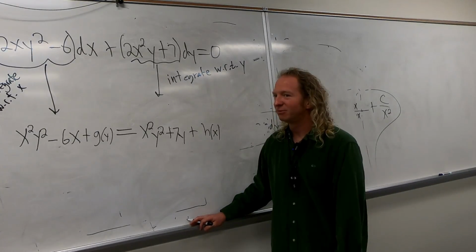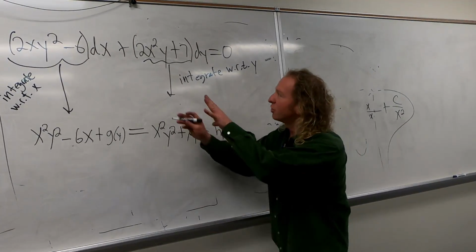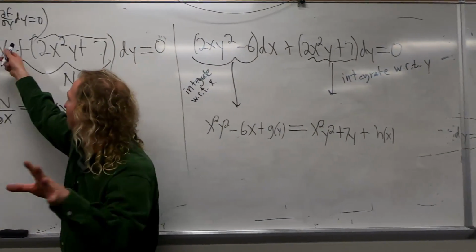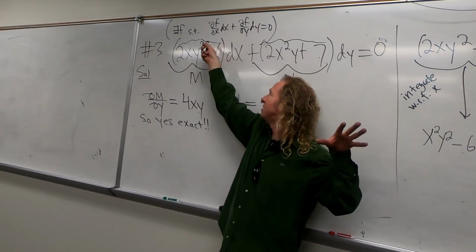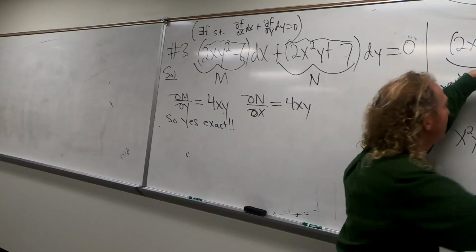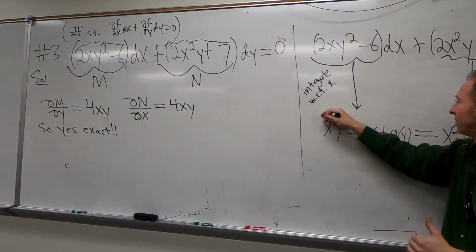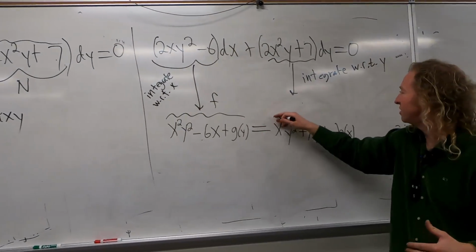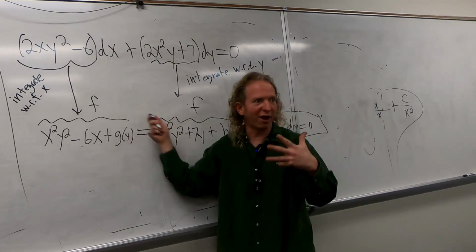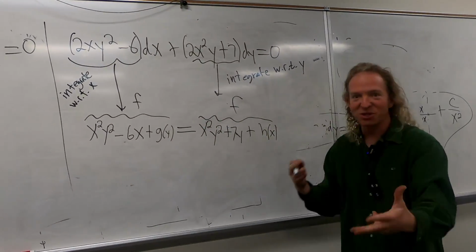We're almost done. The next step is to write the answer down. So you check to see if it's exact. If it is, it means there is some unknown function f such that this is del f del x, this is del f del y. So this is equal to f. This is f. This is equal to f. So we're saying f is equal to f. It's like, duh. So we just have to use matching.